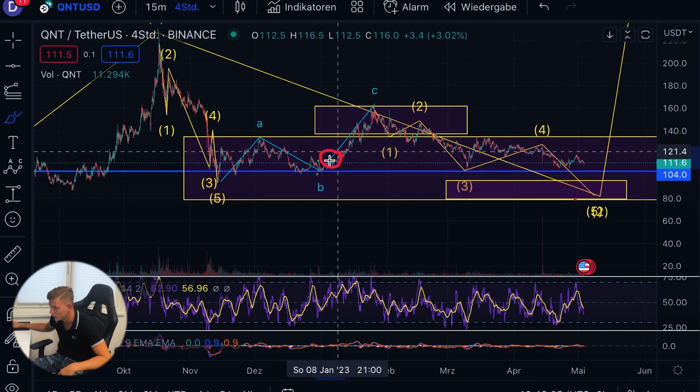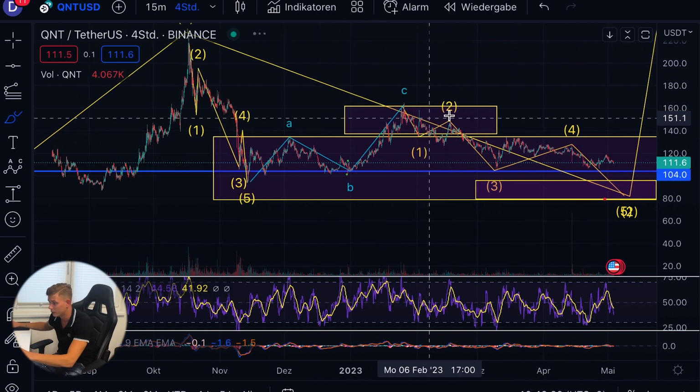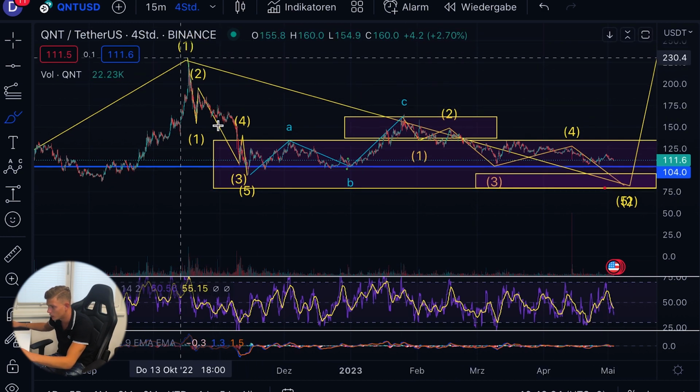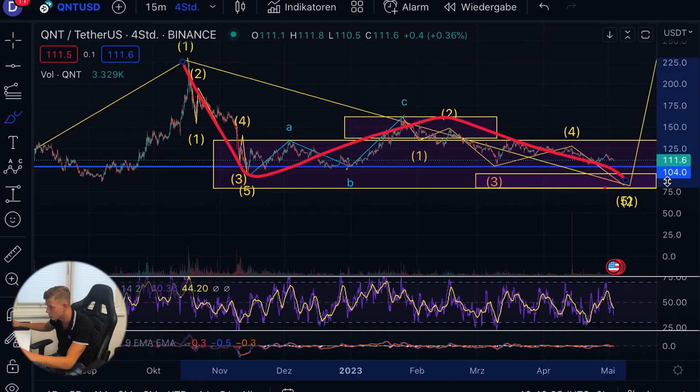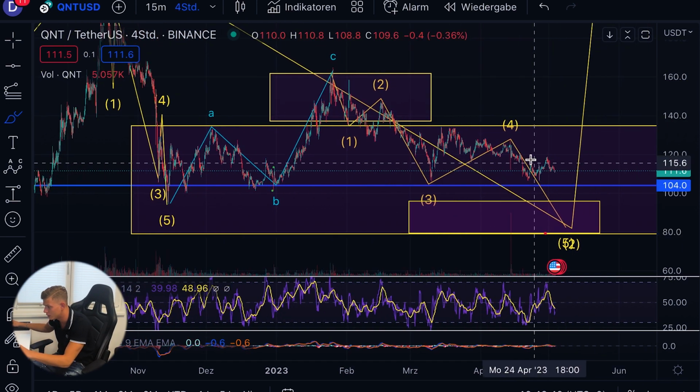Since here, the beginning of January, I highlighted these 2 target areas for you on the chart. The first one we hit perfectly, we got rejected. We are on the way towards the second one, and this is for me a larger ABC structure in a second wave. So we should reach the target between $80 and $95.